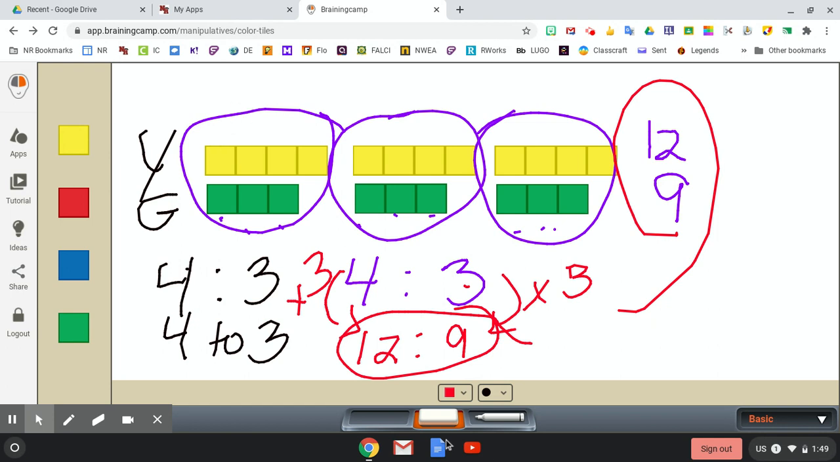Okay? Hopefully this helps you understand visually where equivalent ratios come from, as well as equivalent fractions. All right? Hope that helped.